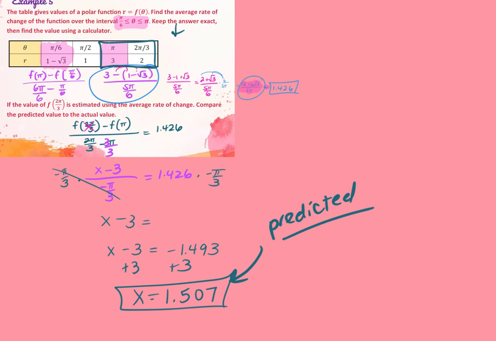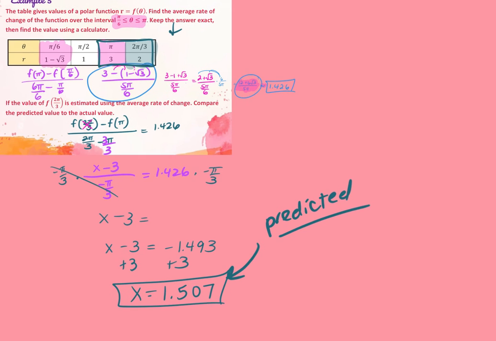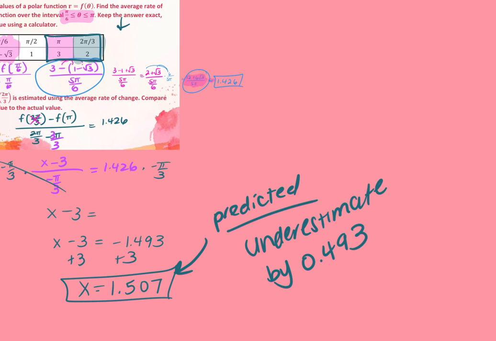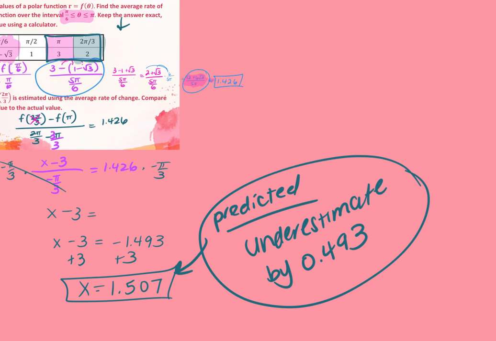Now compare that to the actual. What's the actual at 2 pi over 3? 2. So is it an overestimate or an underestimate? Predicted is what compared to actual? Predicted is under. So predicted is an underestimate. And there's a question on your AP Classroom, 2 minus 1.507, 0.493. So there's a question on your AP that asks you to compare them.